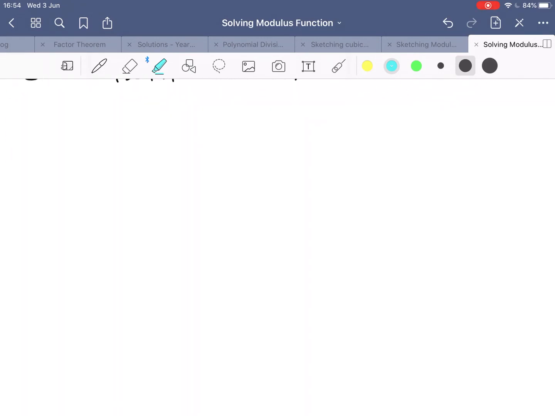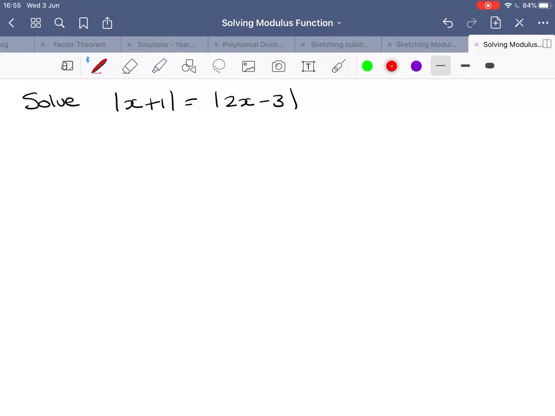Okay, so last one before I get you to do a few. This time I've got two modulus graphs, but we always start off exactly the same way. We're going to draw them. So the first thing I need is y equals the modulus of x plus 1. But to do that, I need to think about what the line y equals x plus 1 looks like.